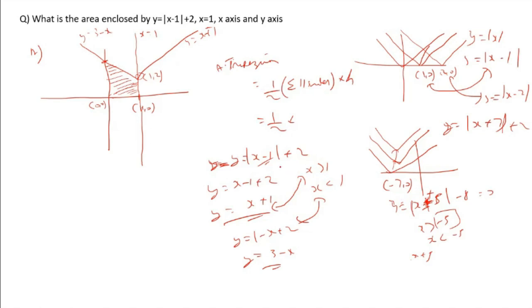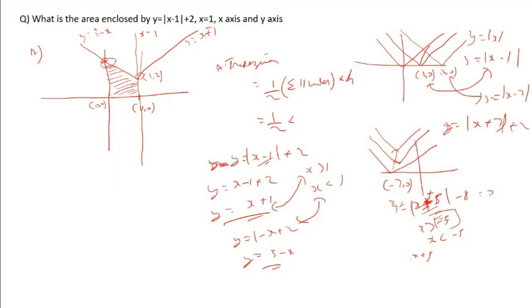Like here we did x minus 1 and 1 minus x. Just see around the critical point, make those two equations, and you can draw. Otherwise, if you already know how to draw the mod graph, you can just directly plot it. So this part of the line is y equal to 3 minus x and this is x plus 1.